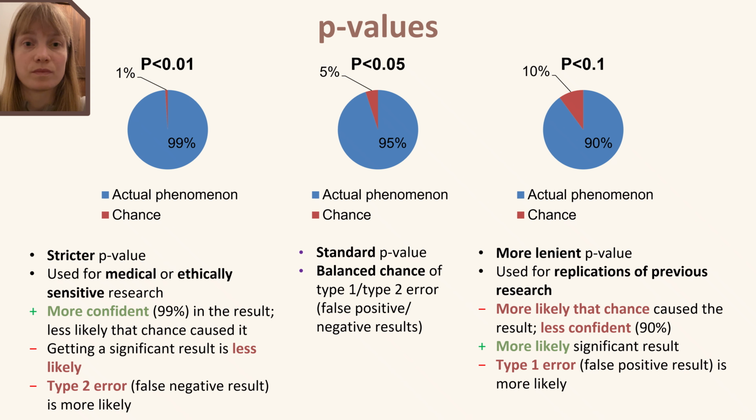an effect. As the p-value threshold becomes smaller, so stricter, we reduce the risk of a type 1 error, which is a false positive, but we increase the risk of a type 2 error, which is missing a real effect. I will explore that in more detail in lesson 5.